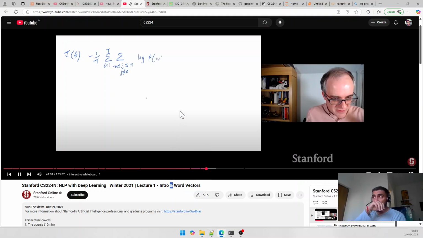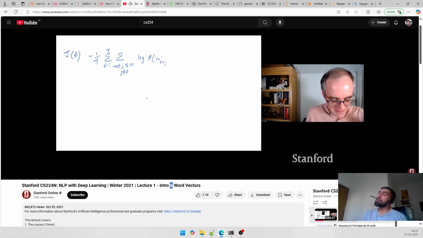Of the context word at that position, given the word that's in the center position t. And then we converted that into our word vectors by saying that the probability of o given c is going to be expressed as the softmax of the dot product.